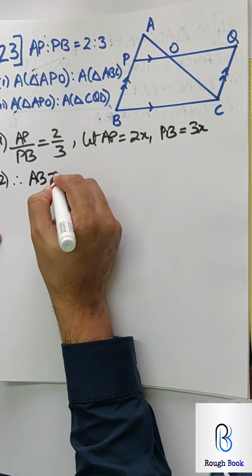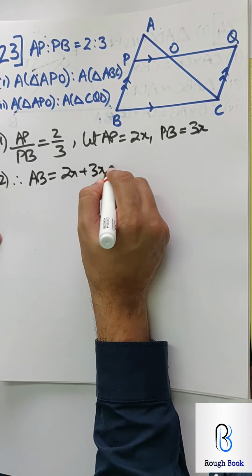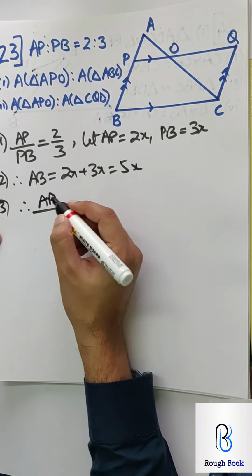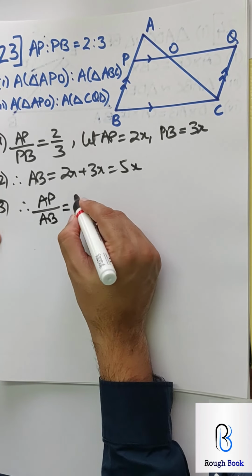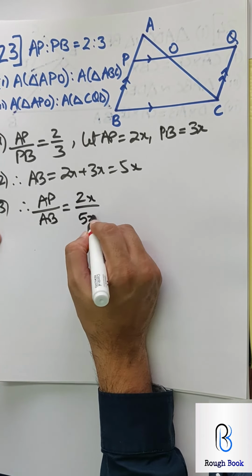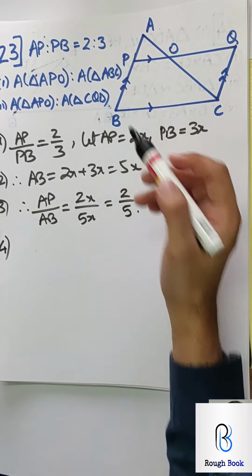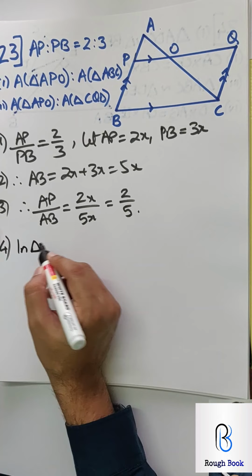So therefore AB is 2x plus 3x, 5x, and therefore AP upon AB is equal to 2x upon 5x, 2 by 5. So we got this 2 by 5 the full thing. Now let's prove the triangles similar.